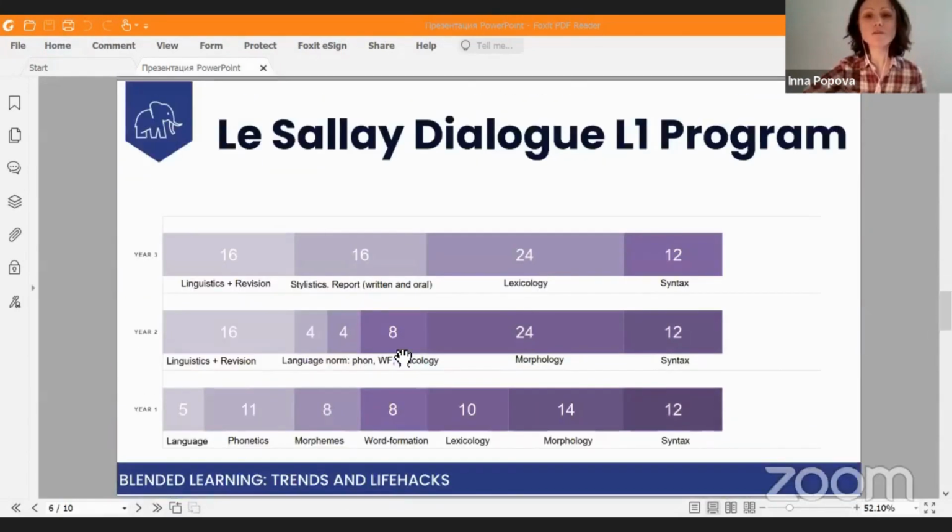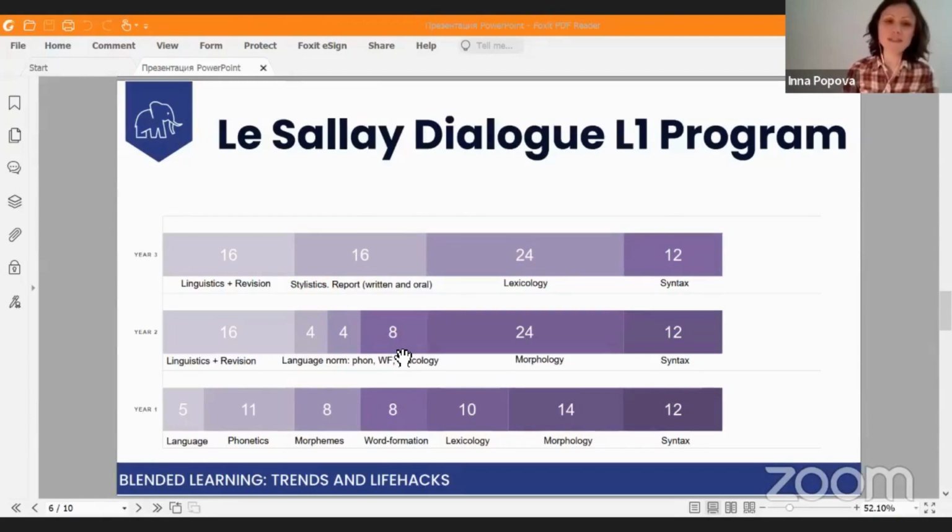What our program in the first language, for example, in Russian language, looks like. You see 3 years, year 1 in the bottom, and then year 2 in the middle, and then year 3 on the top. And the numbers there are the number of hours. We don't have, in our school, as many hours as in the governmental school. So we use them wisely.